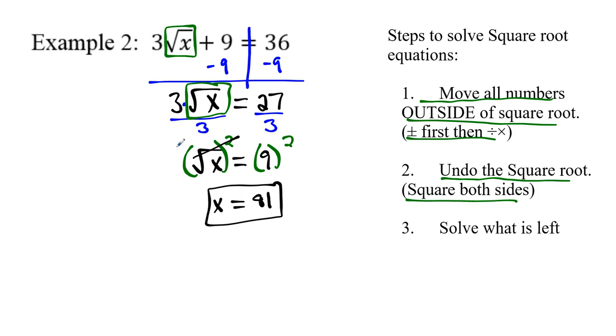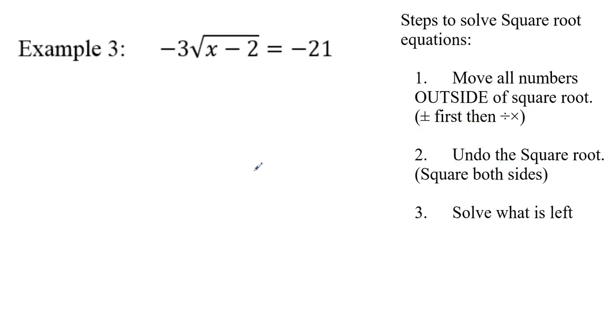All right, 2 down. More to go. Here we go. Number 3. So again, steps to solve are always the same. We're going to move everything on the outside of the square root first. So I'm going to box in my whole square root. It's a little bit bigger now.